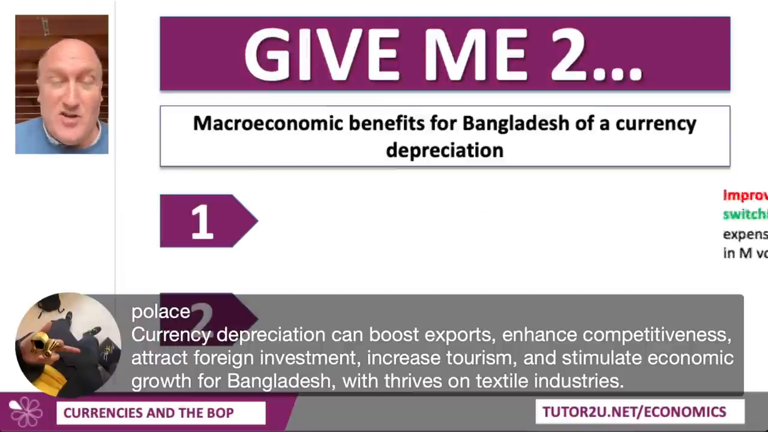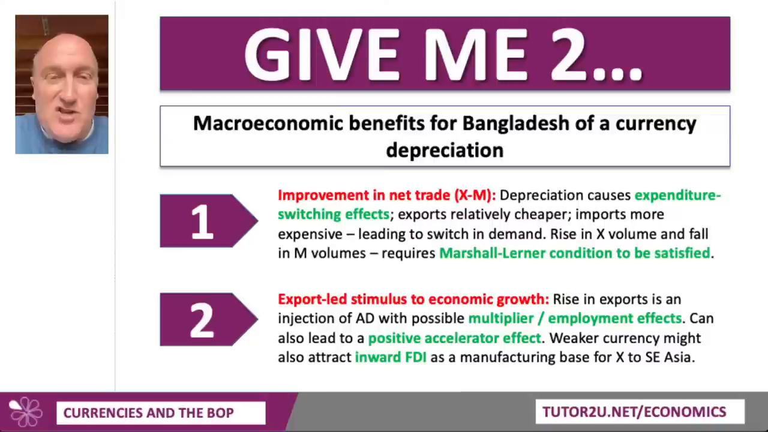We'll come on to some evaluation in the next question, by the way. So again, little tiny things, tiny differences make a big difference in the exam. Net trade. So an improvement in exports, fine, but if you say net trade, X minus M, it's just better, more detailed. The depreciation of the taka causes expenditure switching effects. Exports relatively cheaper, imports relatively more expensive, should lead to a rise in export volumes, and import volumes should go down, should improve net trade, providing the Marshall-Lerner condition is satisfied.